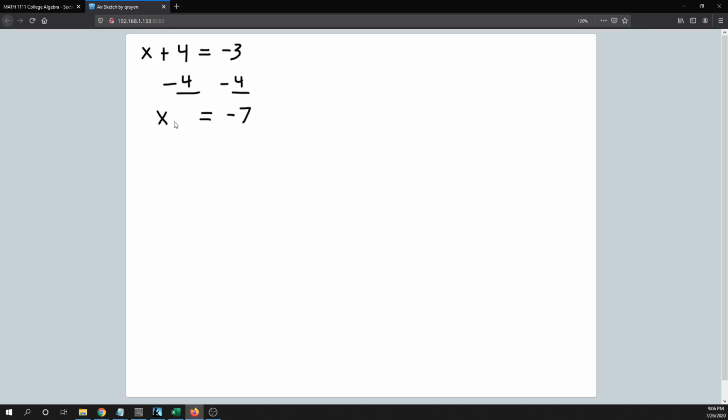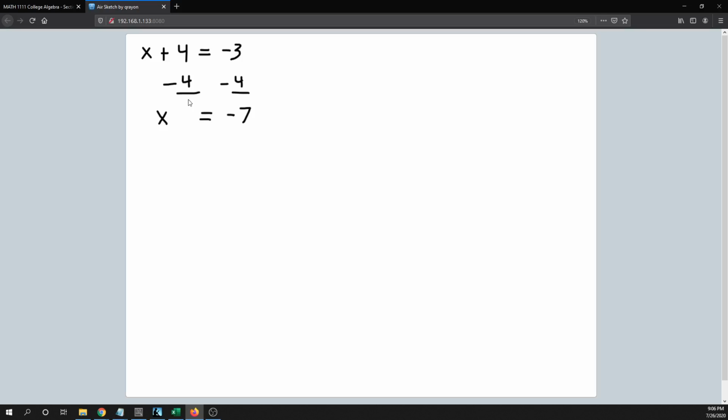All right, and so I've got the x by itself, completely by itself on one side of the equation. It's very, very easy to see that this equation only has the solution of -7, right? That's the only number that you could plug in for x to get a true statement, right?